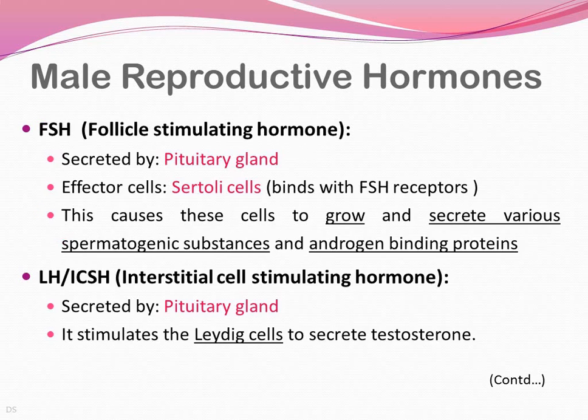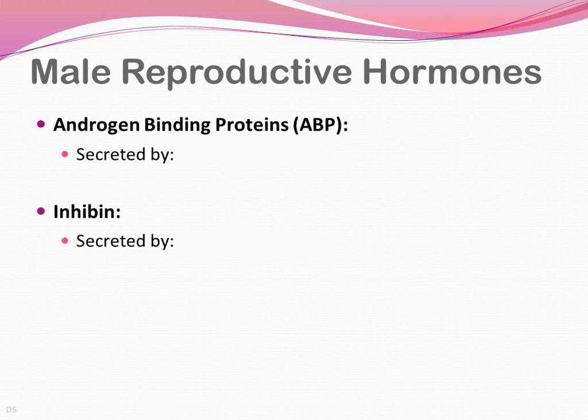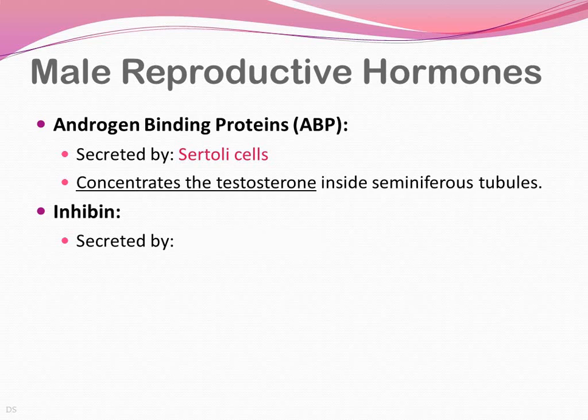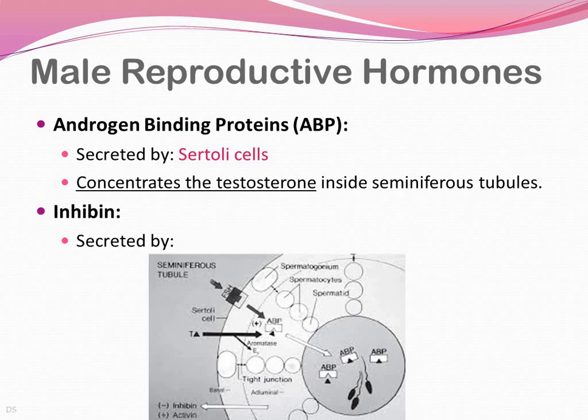So the first two hormones which we have learned, FSH and LH, are from the pituitary gland. Now these two hormones are from the Sertoli cell. We have learned that FSH, once bound to the receptor, will stimulate the Sertoli cell to release ABP, and this ABP helps in the concentration of testosterone inside the seminiferous tubule. So how does it concentrate the testosterone? Let's have a look. This is the seminiferous tubule, this is the Sertoli cell, and this is where your FSH is acting.